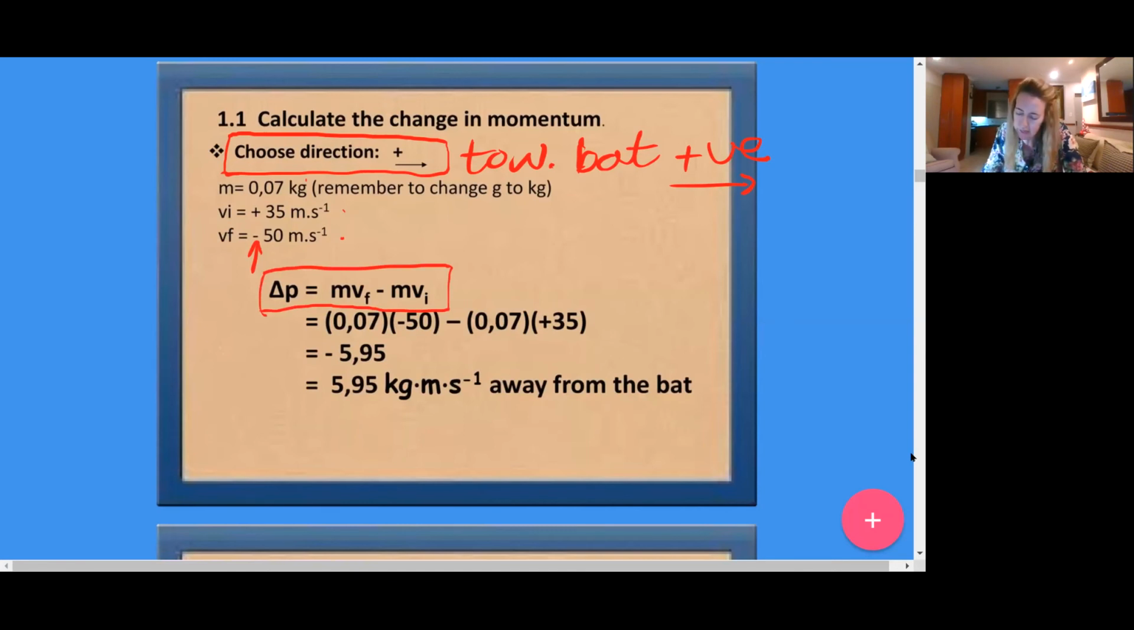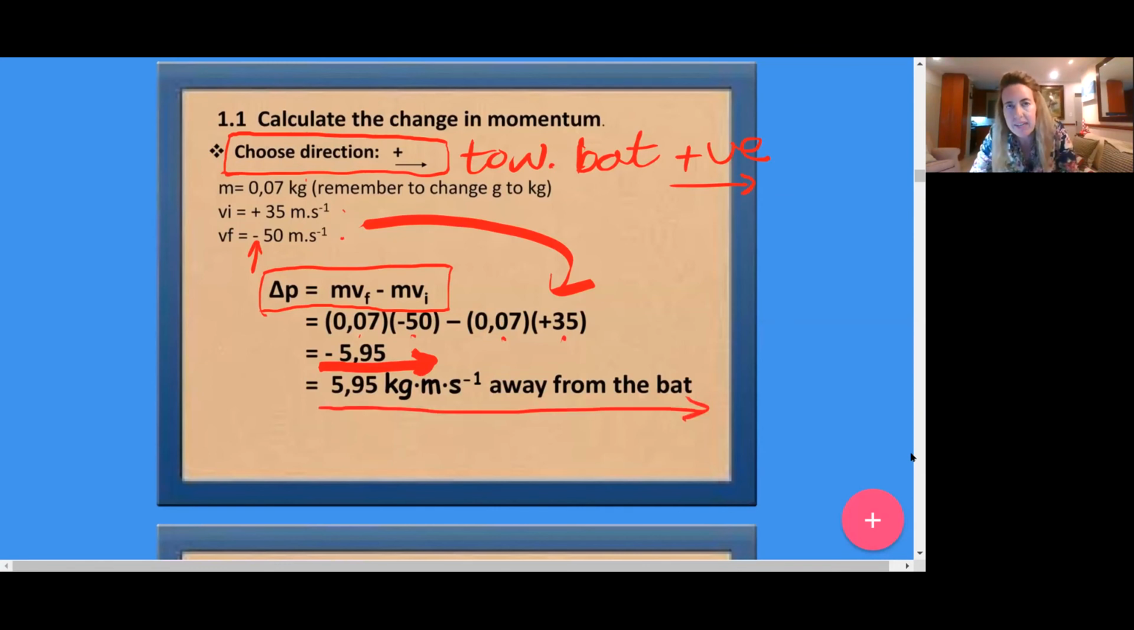You substitute your values in with the correct signs as from above, and you get negative 5.95. You will always have to change that negative answer to a positive answer with the correctly reflected direction. So that would mean it moves at 5.95 kilogram meters per second away from the bat, because the answer is negative, and towards the bat was a positive answer.